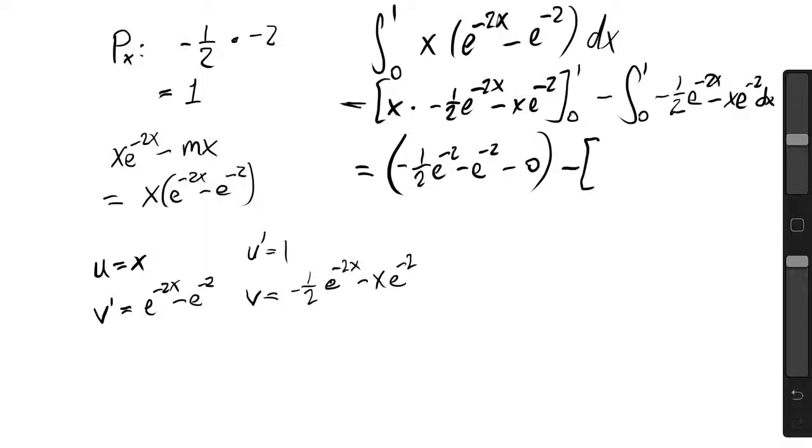We have plus a quarter e to the minus 2x and take away x squared on 2 e to the minus 2. So it's always good to do sanity checks. If you differentiate this expression, you should get that expression, and if you differentiate this, you should get that.